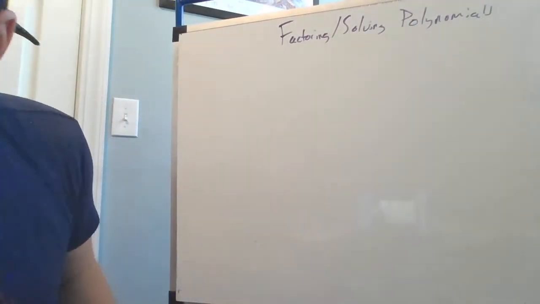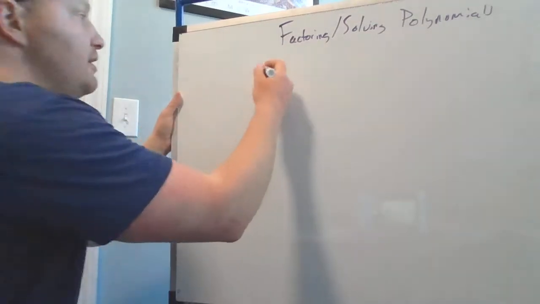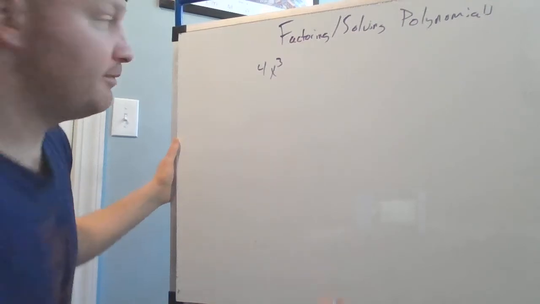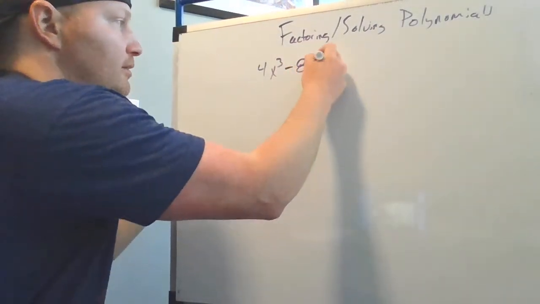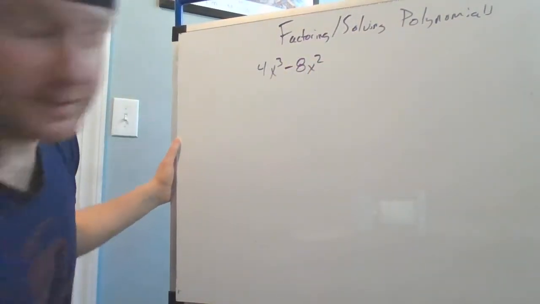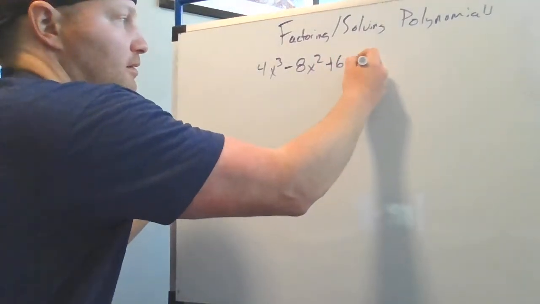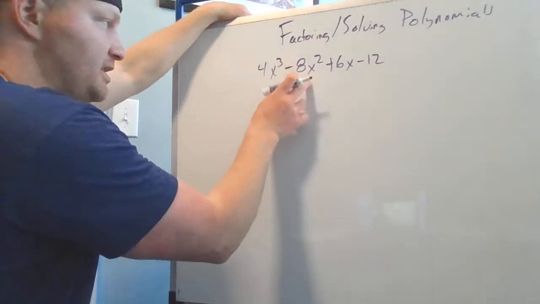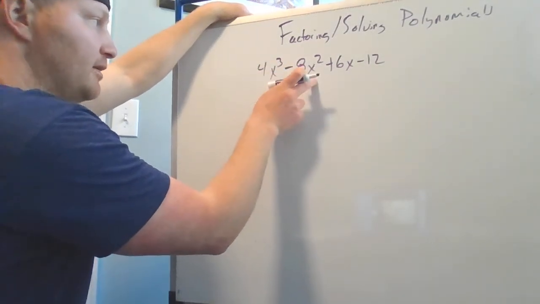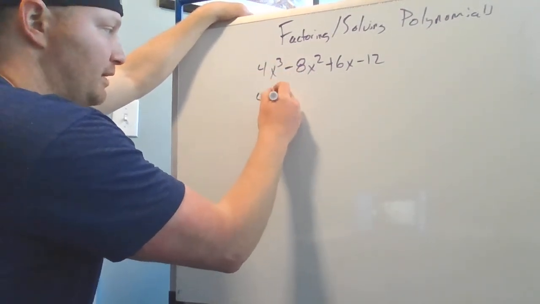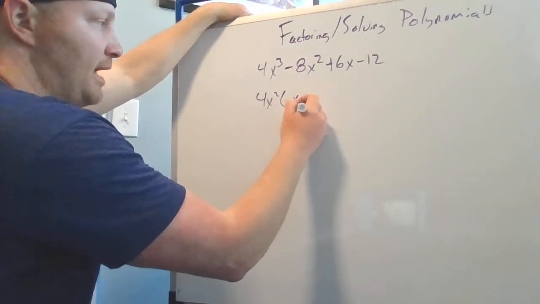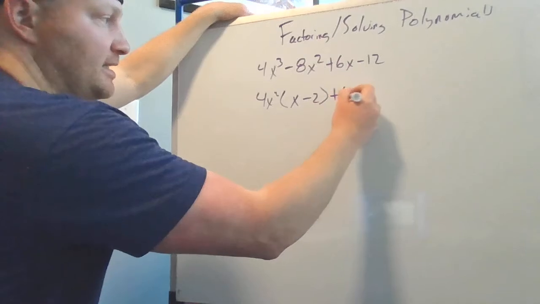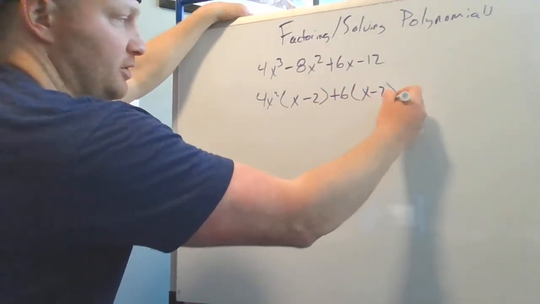Okay? The next one I've got is 4x cubed minus 8x squared plus 6x minus 12. Well, here we go. How do I do this one? GCF. Look at numbers and letters. So I'm going to factor out a 4x squared to be left with x minus 2. And I'm going to factor out a 6 to get x minus 2.